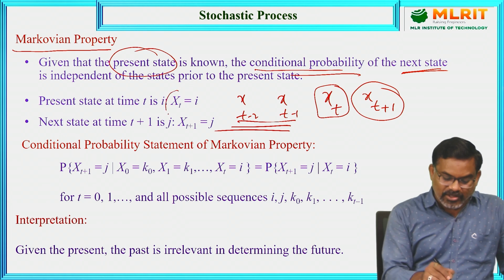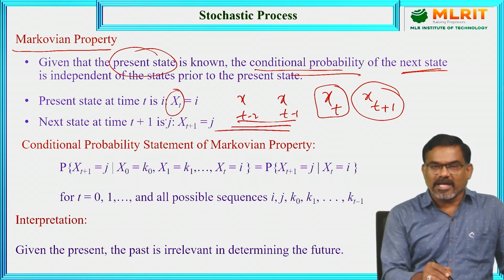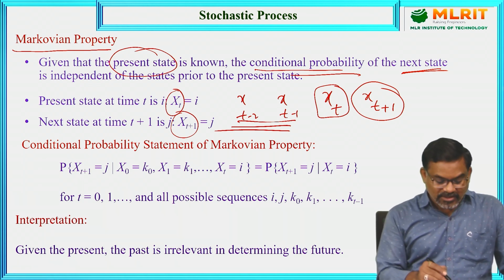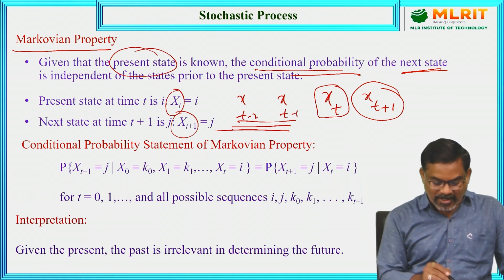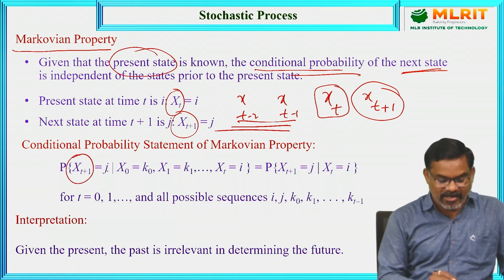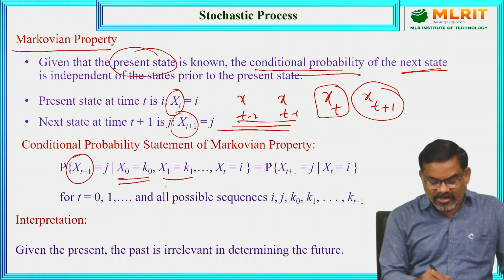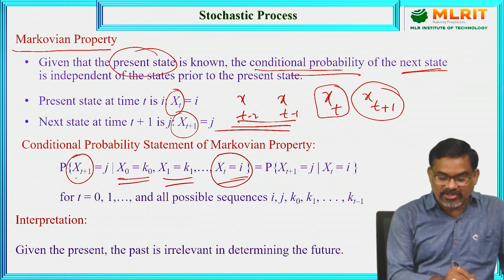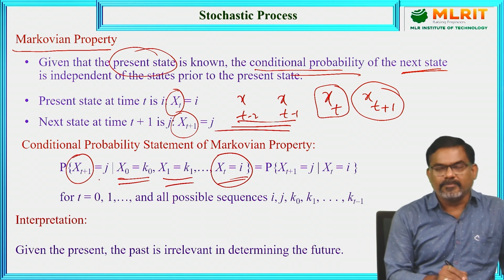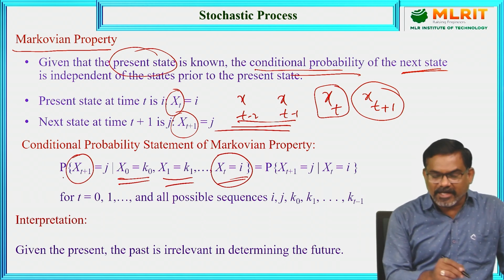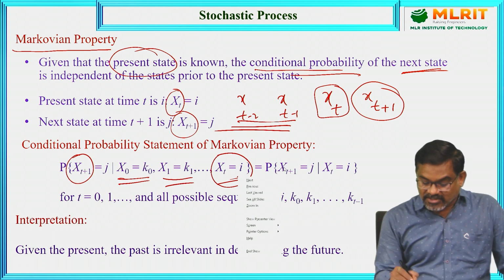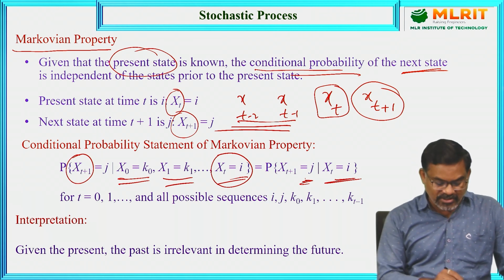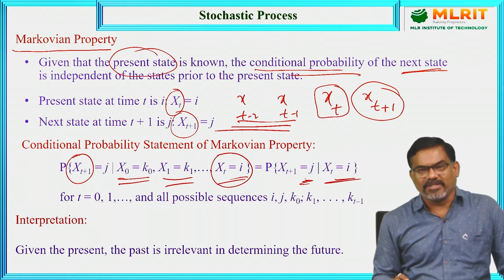So, I can denote Xt as i, the present state at time t, and Xt+1 as j, the future state or the next state at t+1. Now, the conditional probability statement of the Markovian property is given by the probability of the future state j, given that X0 is k0, X1 is k1 and so on, and Xt is i, which is the last one. This is the present, and these are the states prior to the present one. So, this probability depends only on the present, that is, Xt+1 equal to j depends only on Xt equal to i, for t = 0, 1 and so on, and for all possible sequences.